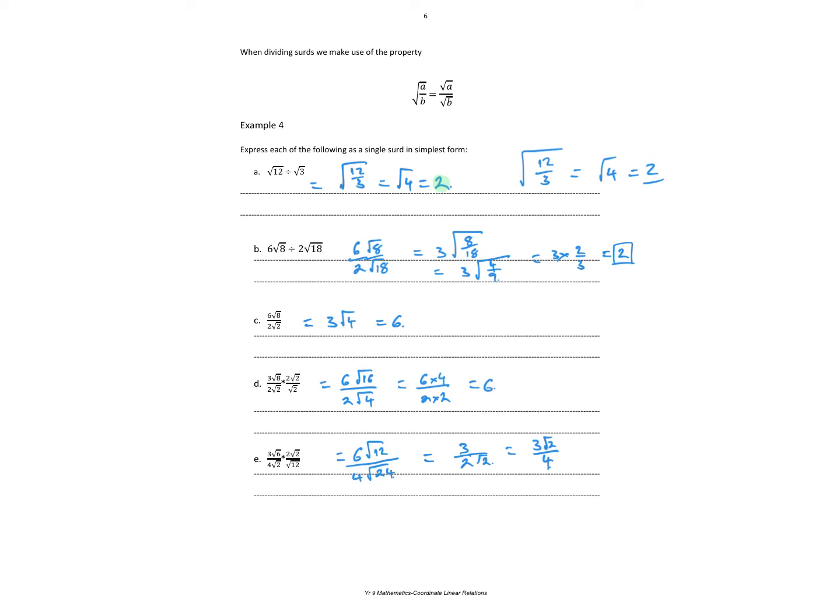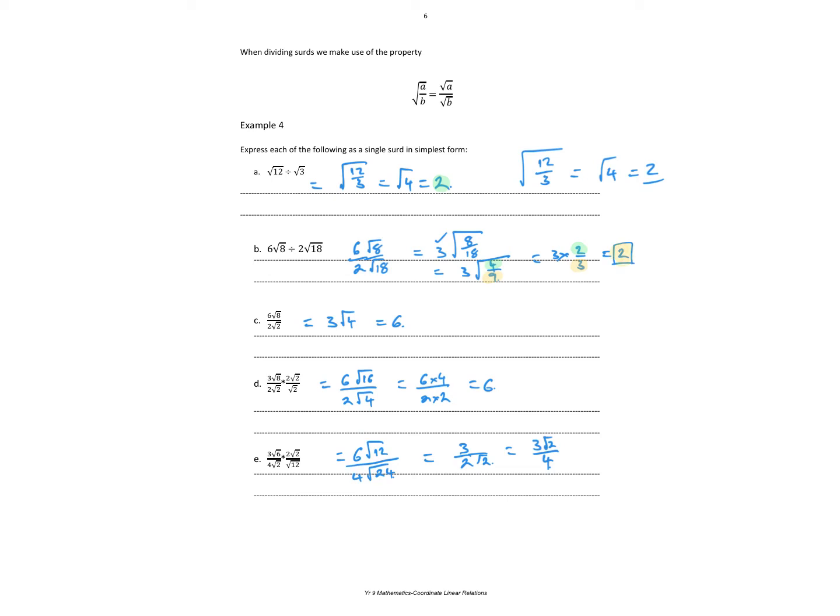When we have a fraction, we simplify top and bottom. So 6 over 2 is 3, so that's where that comes from. The square root of 8 over the square root of 18. Well, if I divide both of those by 2 to simplify, I get the square root of 4 over 9. The square root of 4 is 2, and the square root of 9 is 3. So 3 times 2 over 3 is 6 over 3, which gives me 2.